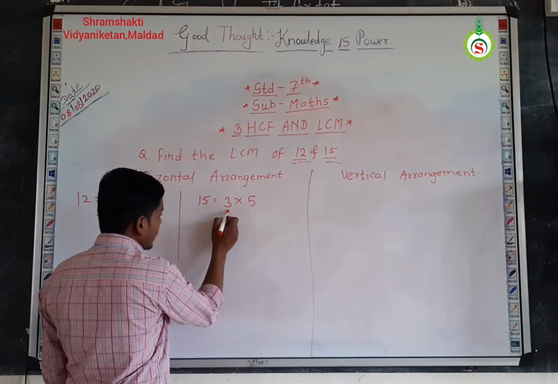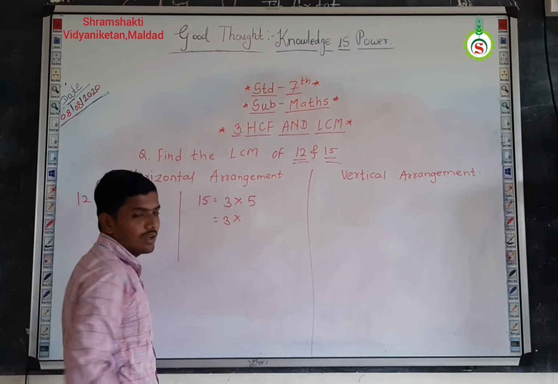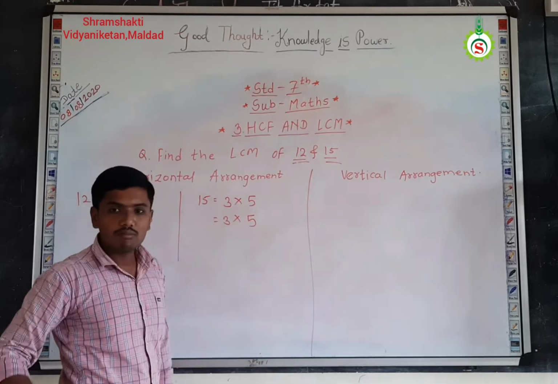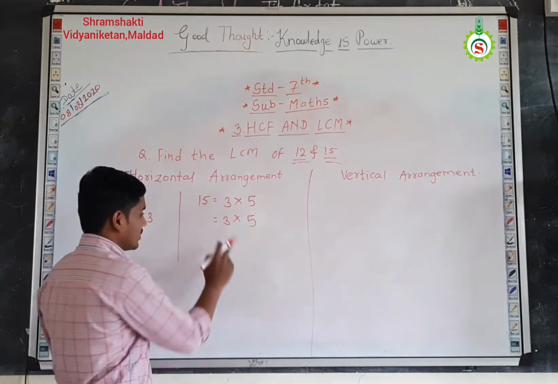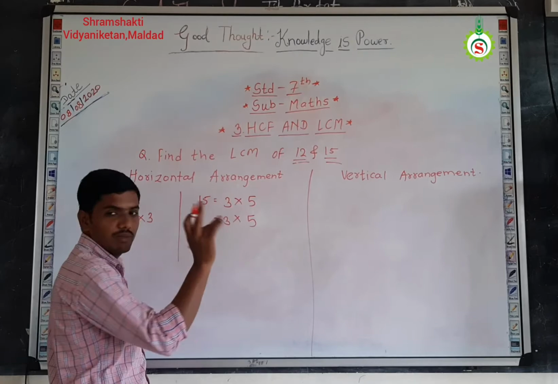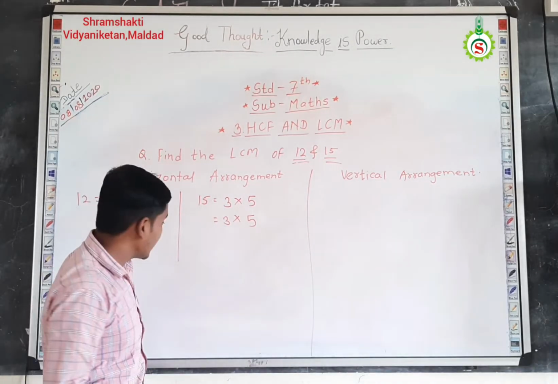Now 3 is also not divisible by another number, and 5 is also not divisible by another number. That means both the numbers are prime numbers, so my factorization process is over. And if I want to check whether the factors are correct or not, I will simply multiply. 3 5s are 15. That means my factors are correct.